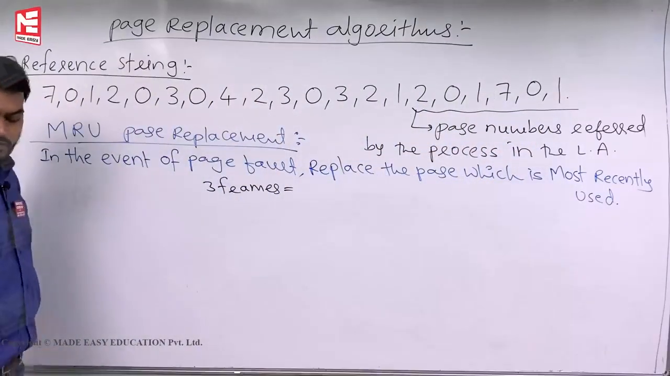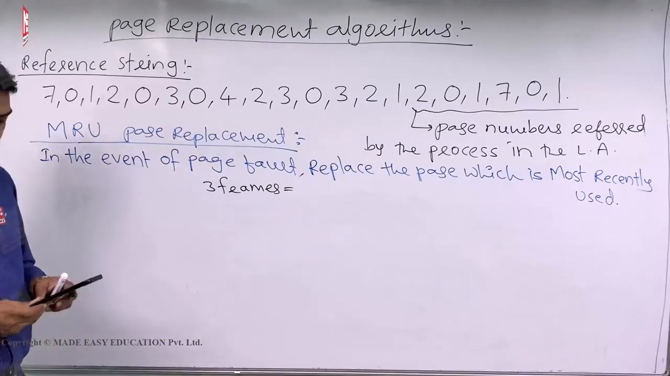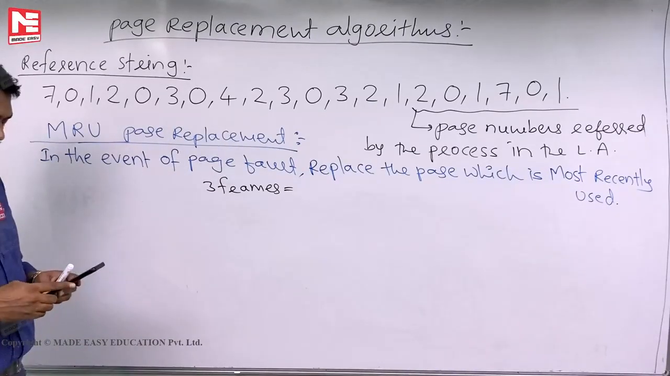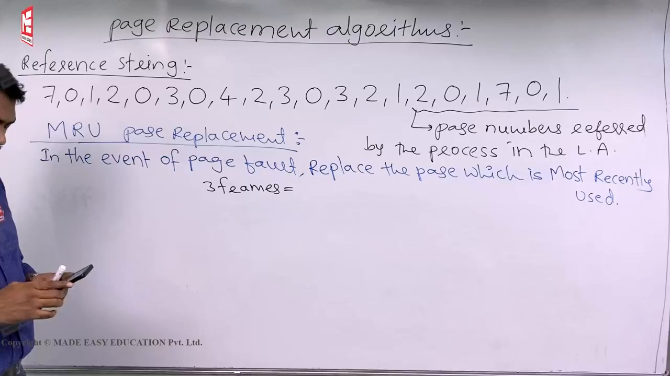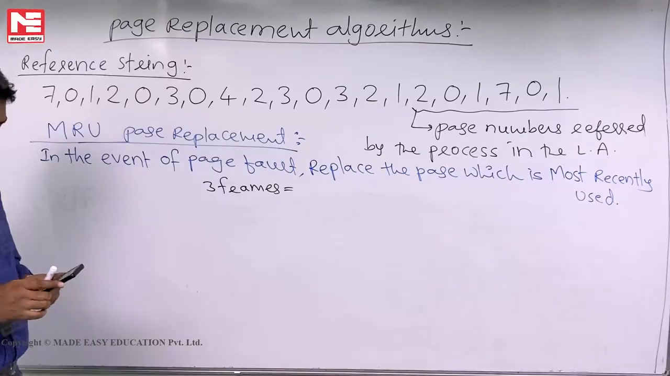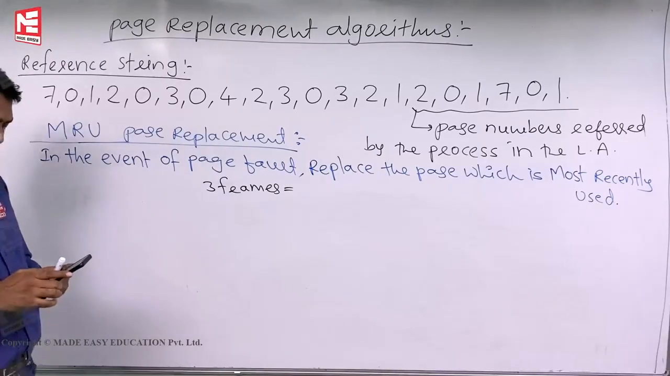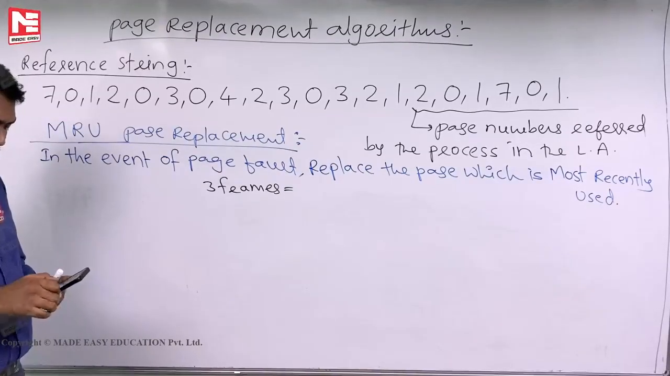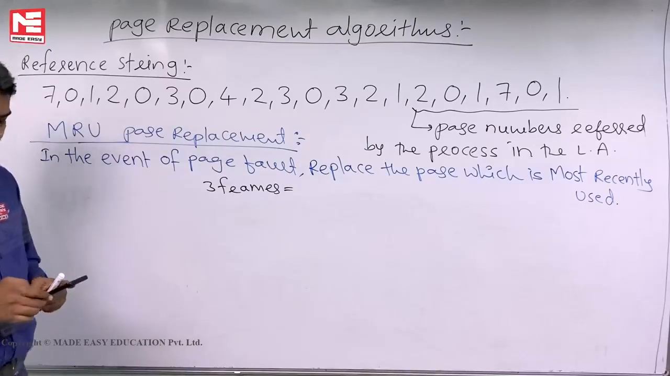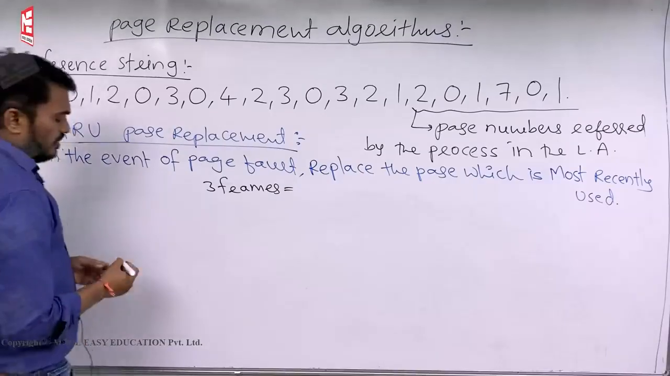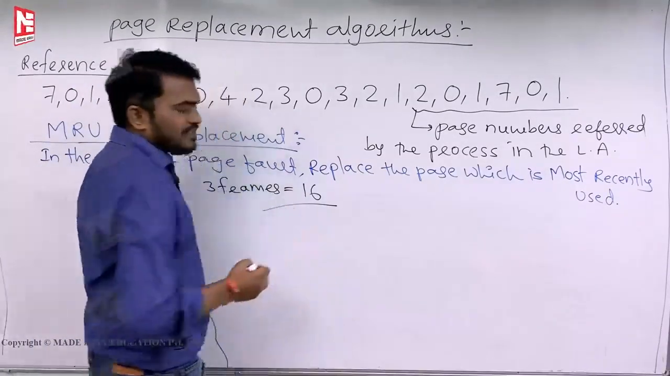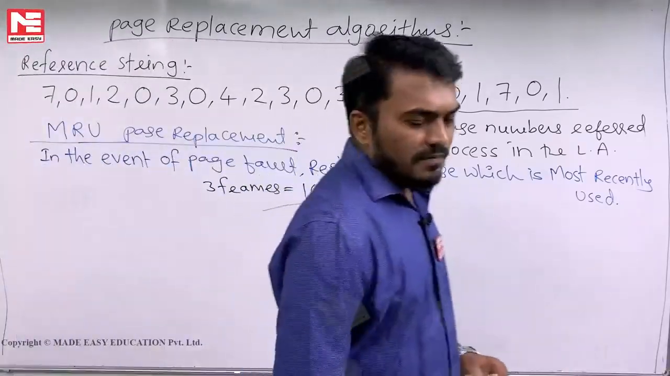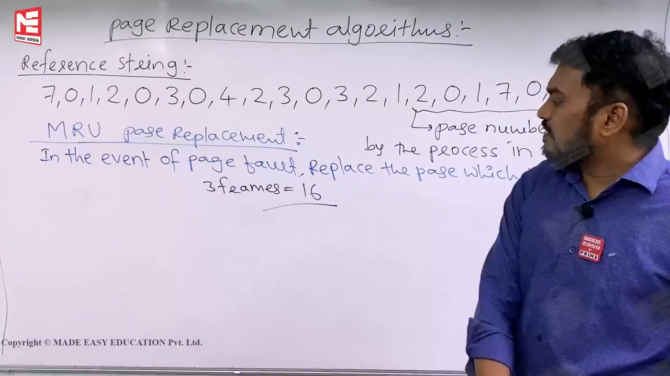Okay, so solve with 3 frames. So please solve that. Okay, so with 3 frames, the right answer is 16. 16 is the right answer. Okay, please try to solve that. I was checking the answer. So with 3 frames, 16 is the right answer.